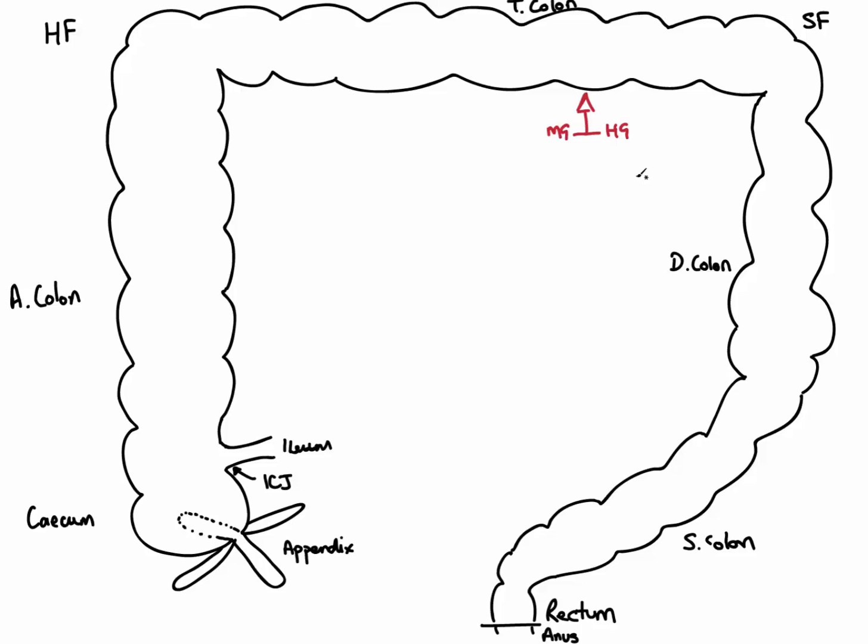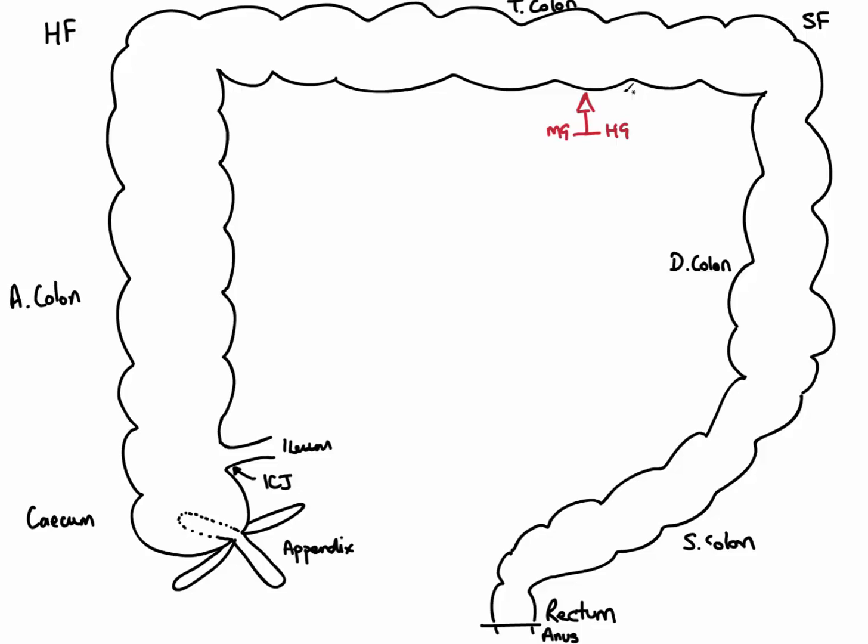And here we can see that 2/3 of the way along the transverse colon, we have this region, which is the transition between the midgut and the hindgut. There's no definite structure that demarcates this separation between midgut and hindgut, but approximately 2/3 of the way along the transverse colon is the midgut, and the final third is the hindgut. This is important in the nerve supply and the vasculature of the gastrointestinal tract, which we'll explore later.